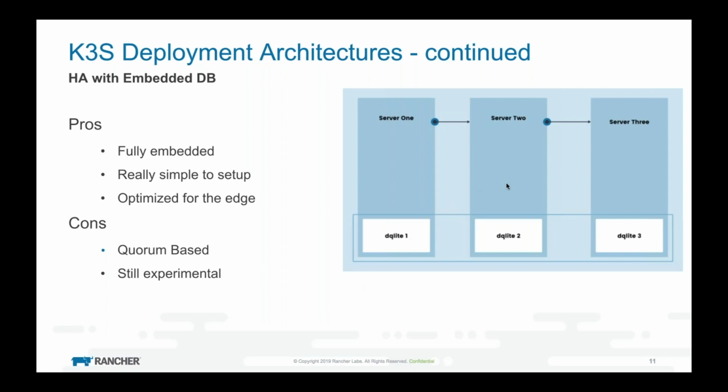The only problem with this architecture is SQLite basically using Raft, so it's quorum based. So you must have at least 2 out of 3 servers that are running, so that the cluster will still function correctly. If the 2 servers are down, then the last server will lose communication, and the cluster will not be accessible.